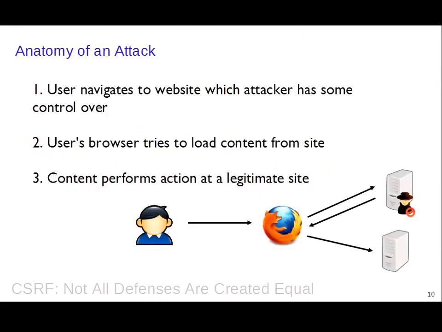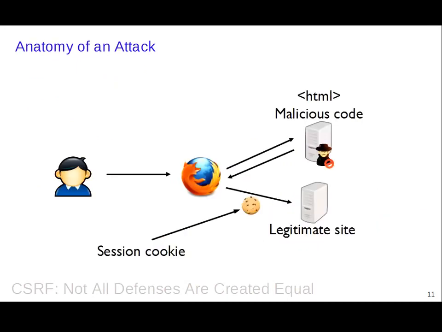The basic anatomy of the attack is, again, a user with their browser goes to some website that an attacker has some control over. Either it's the attacker's site or it's a public site that everyone can contribute to, some forum. The attacker puts something out there, one of those two previous examples. The innocent user's browser tries to load that content and inadvertently performs an action on a legitimate website.